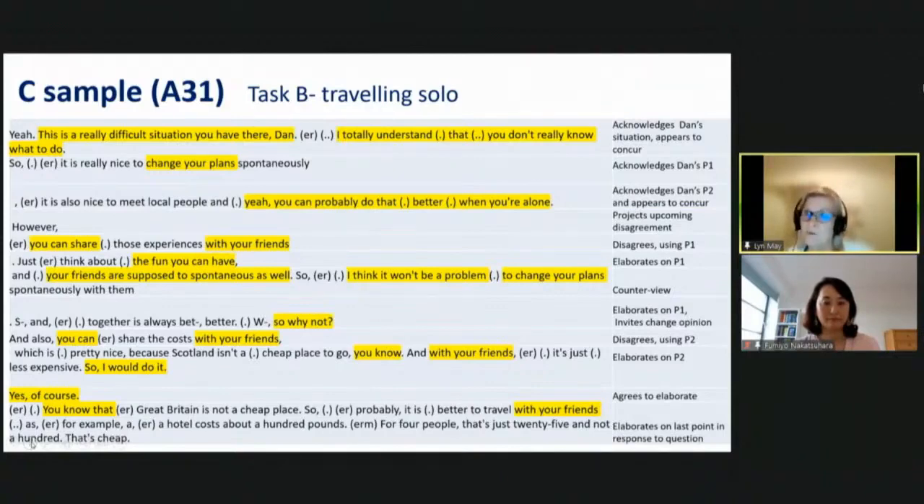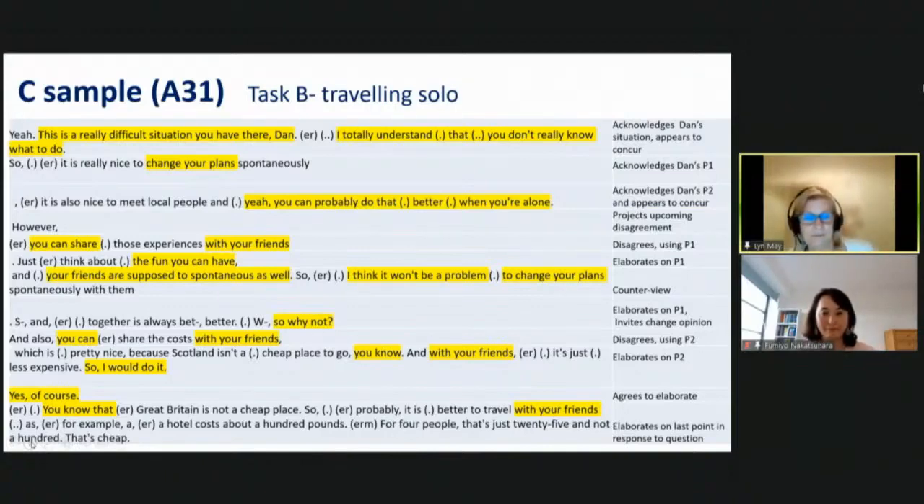So a lot of acknowledging of Dan's point of view there. And this one was about traveling solo. You didn't get to see this one, but essentially Dan wants to travel solo and you're going to persuade him it's better to travel with friends. As I said, a lot of acknowledging and a lot of orienting to him: it's your plans, in that second turn. You can probably do that better when you're alone, in the third turn. You can see there's a projection of upcoming disagreement with however. And then elaborating points, weaving effortlessly in counter views. And if we go down here, there's an actual invitation to Dan to change his opinion: why not change your opinion? So it's really eliciting some quite interesting language, and language that we'd hoped to elicit there.